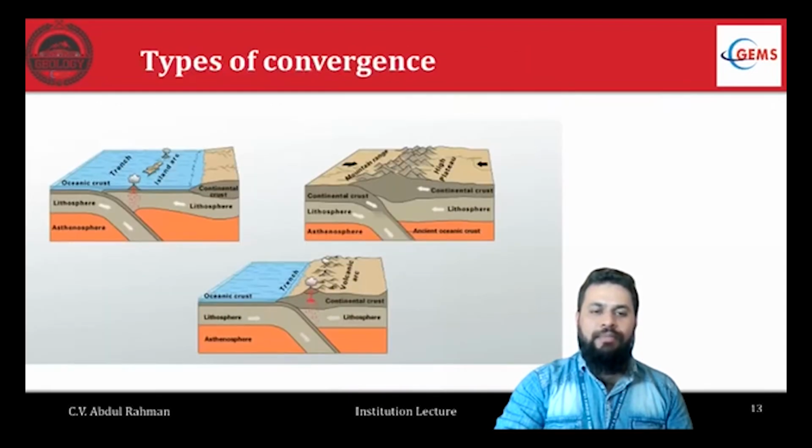These convergent plate boundaries are of different types. There is oceanic-oceanic plate convergence, oceanic-continental plate convergence, and continental-continental plate convergence. In oceanic-oceanic convergence, whenever one denser plate is subducted into the mantle, it produces trenches. The most tremendous feature on the Earth's surface, the oceanic trench, is formed. For example, the Mariana Trench. And also island arcs are formed.